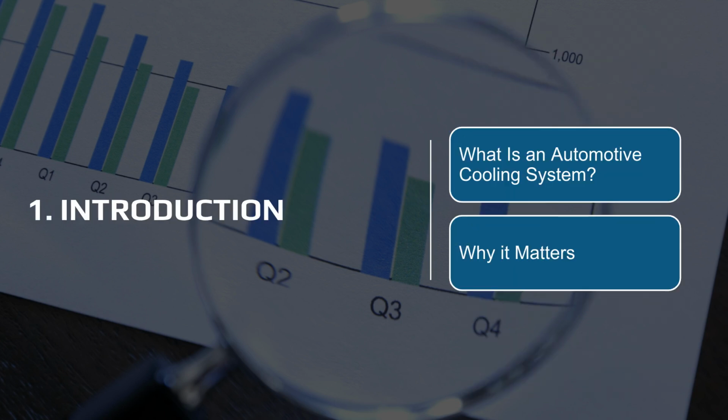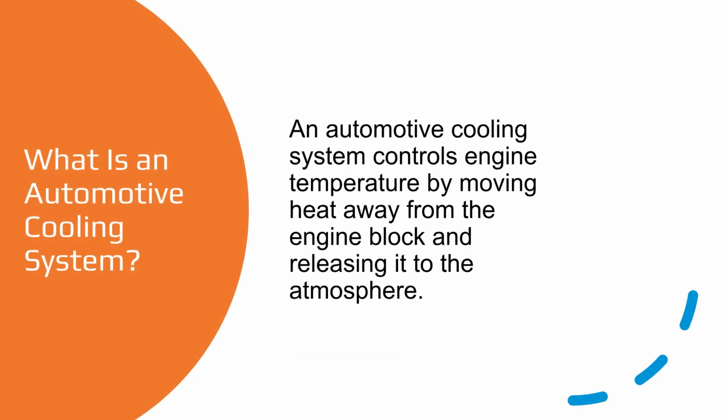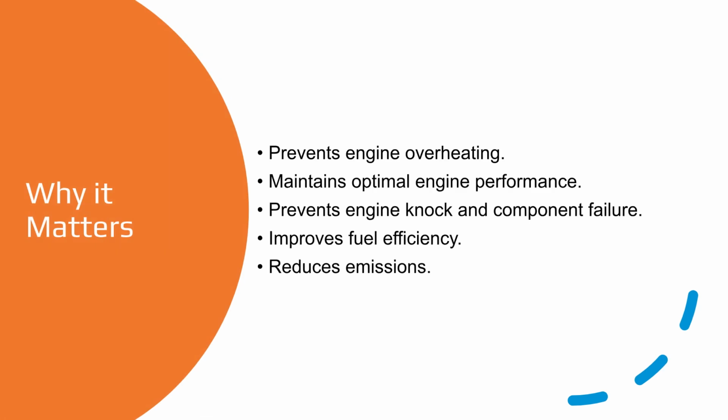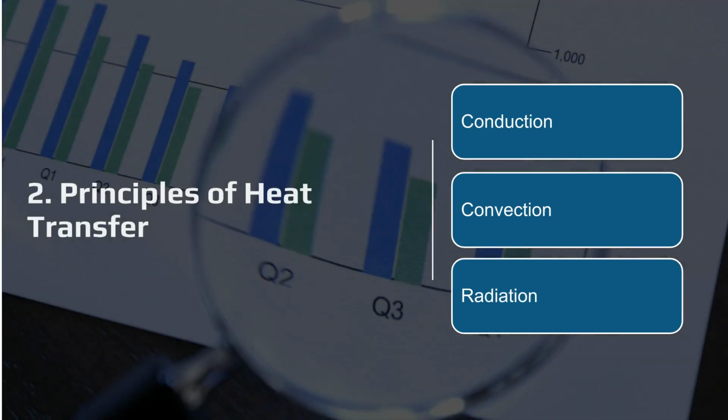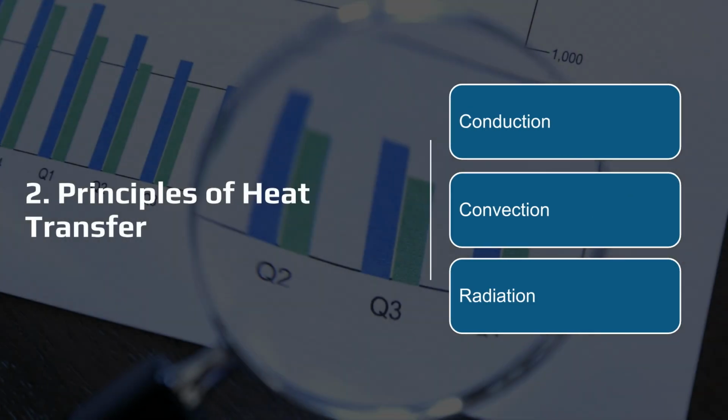In this introduction, we will define what an automotive cooling system is and explain why it is essential for vehicle performance. An automotive cooling system manages engine temperature by transferring heat away from the engine block and releasing it into the atmosphere. The cooling system is vital as it prevents overheating, maintains optimal performance, avoids component failure, improves fuel efficiency, and reduces emissions.